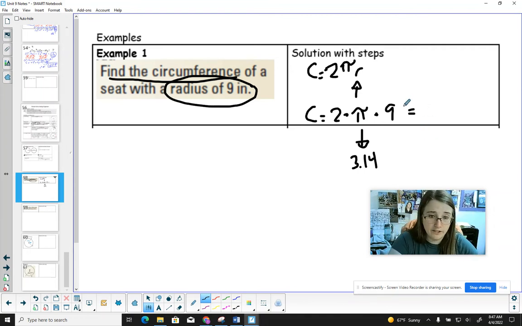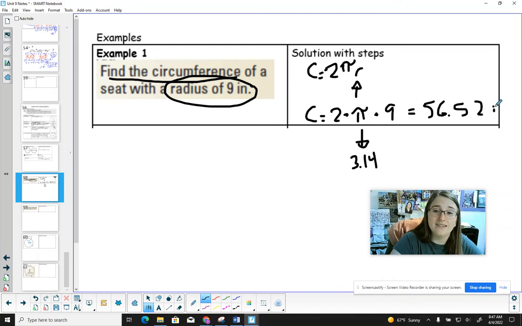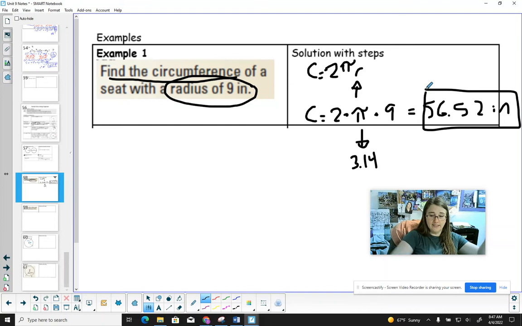So all I'm going to do is go to my calculator and do 2 times 3.14 times 9, and that's going to be my answer. Take a second to do that. Okay, so if I'm using 3.14 exactly, you should get 56.52. Now this is inches. So this would be if I took a measuring tape to the outside of that seat, that's how many inches would go all the way around the outside of this circular seat.